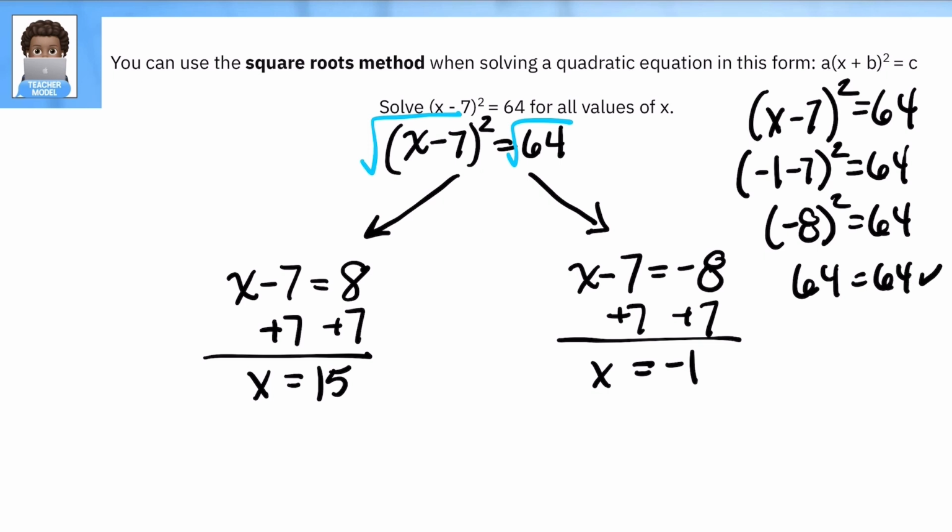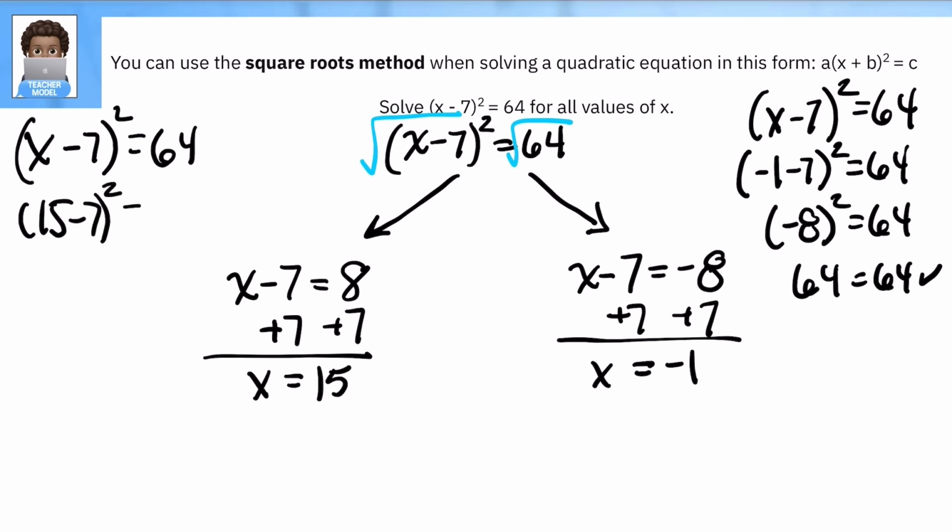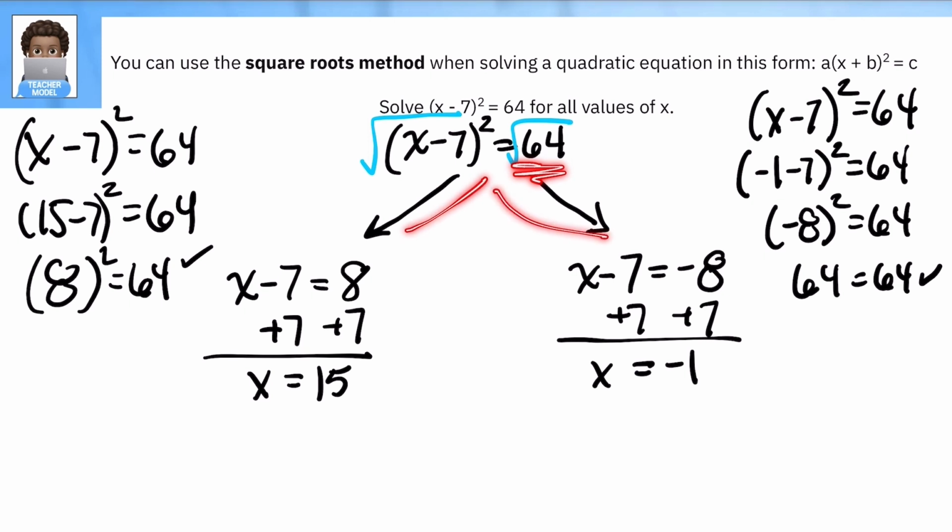And we'll try for the positive value. 15 minus 7 squared, and that's 8 squared. And yep, 8 squared is equal to 64. So it does work. So again, the trick to this is, please make sure you're looking at both pathways when you're finding the square root of a number. We're going to find the positive and negative value, so you can have two different equations. Hit pause and jot this down into your notes.